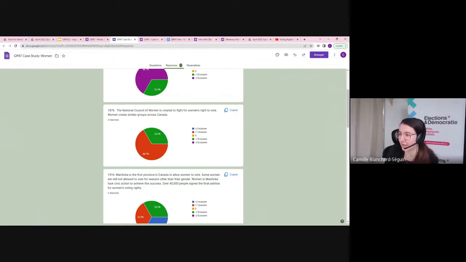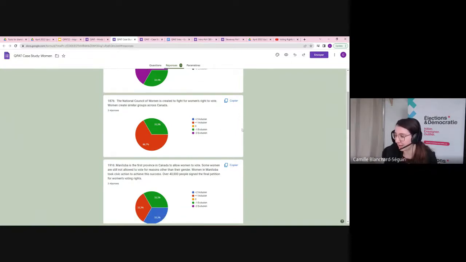So here, in conversations I've heard, the fact that women are creating groups to fight for their right to vote can be seen as inclusive because it's a step in the right direction, if you will. At the same time, having to fight for your rights, is that inclusive, or are you just reacting to exclusion? So these are the types of discussion we are hoping that this leads us to.